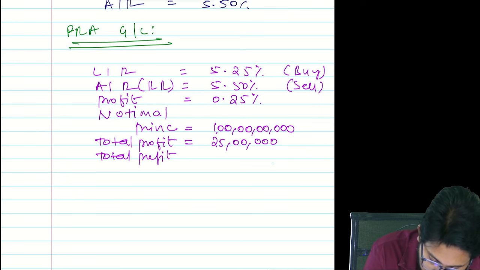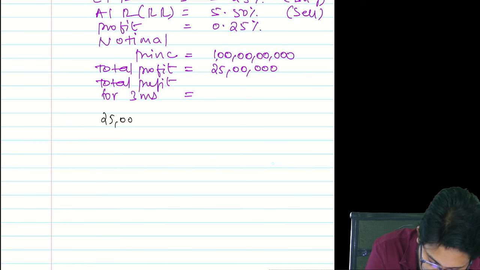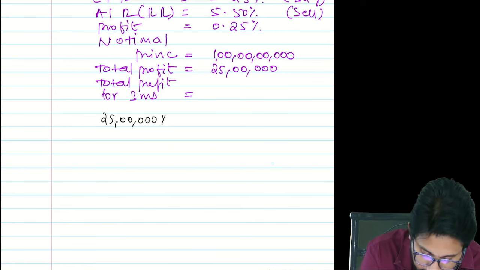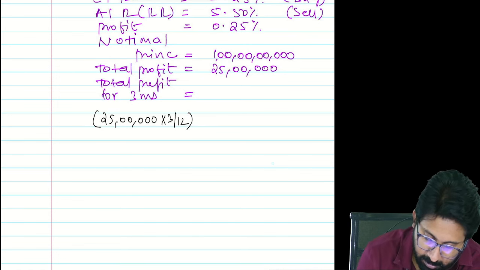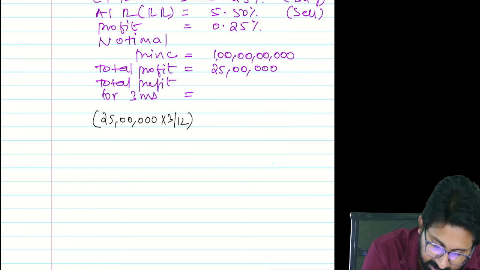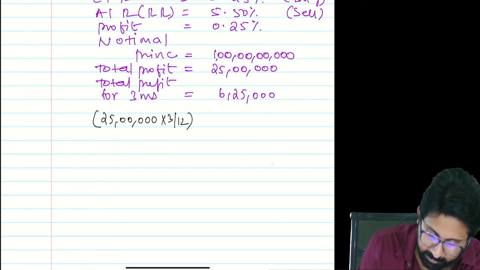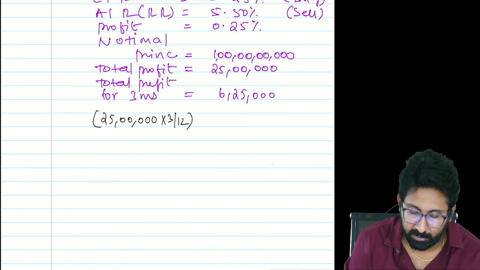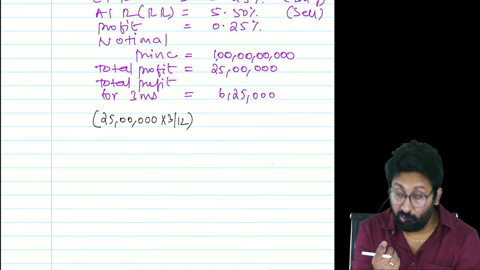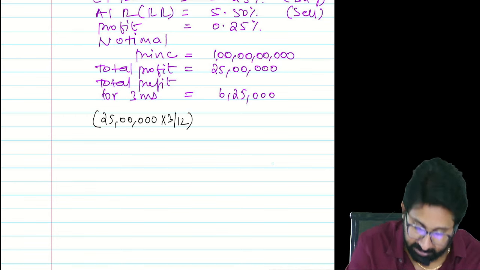Total profit for 3 months equals 25 lakhs into 3/12. How much is your answer? 6,25,000. You will know this profit after 6 months, but it is paid after 9 months.